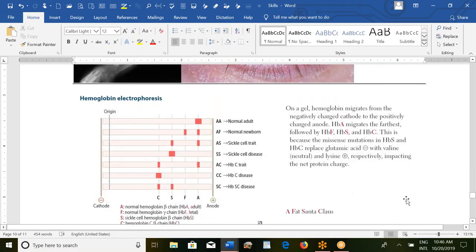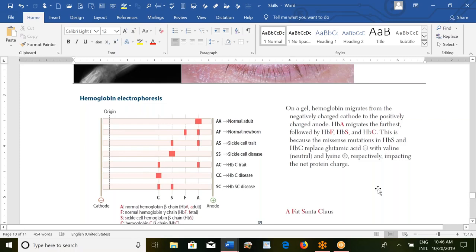Here, they can show you a picture like this. Of course they will not ask you to comment on all of these. There will be some abnormality here for us. The abnormality of concern should be if this patient is a sickler or not.